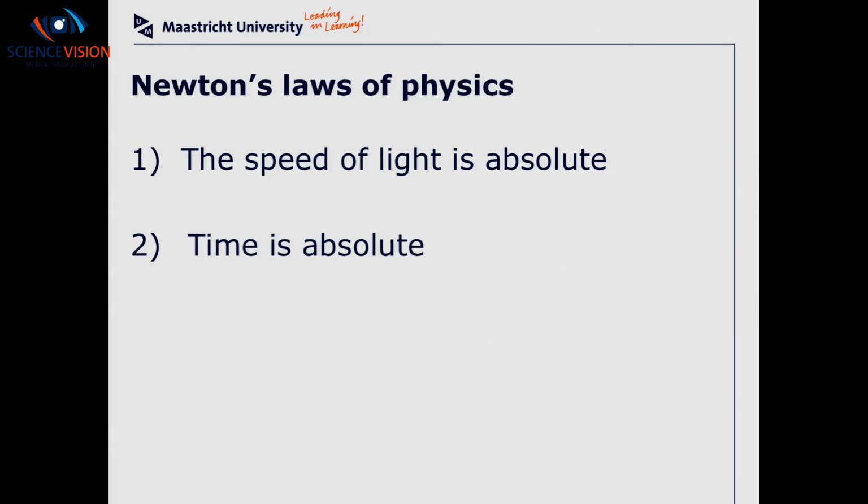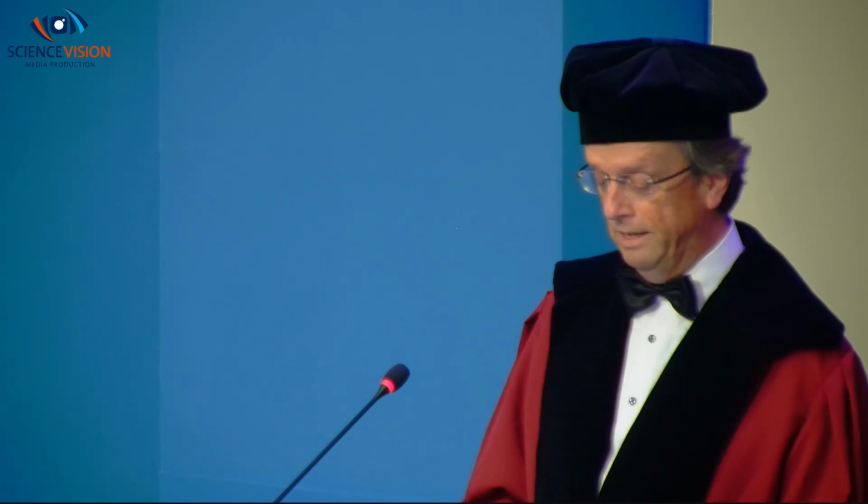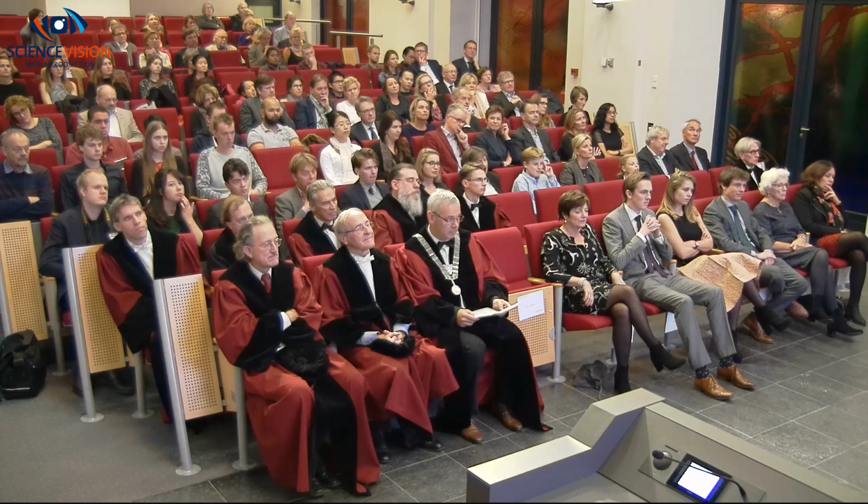Now, in those days, the laws of physics as developed by Newton ruled, and those were absolute, if you will. The speed of light is absolute. It's 300,000 kilometers per second, irrespective of the circumstances, and time is absolute. The clock keeps ticking at the same pace for everybody unforgivingly.